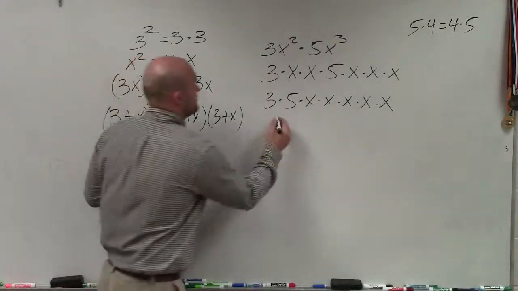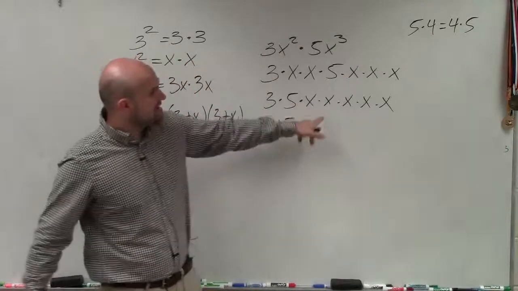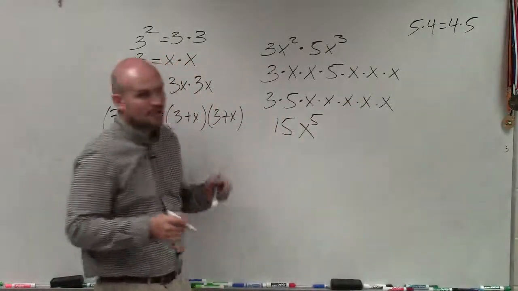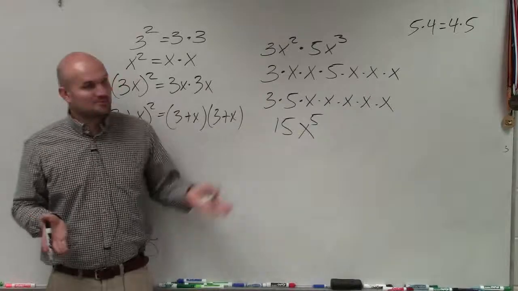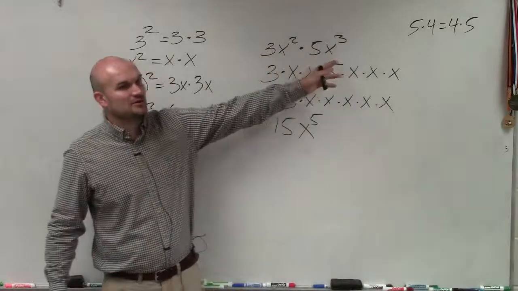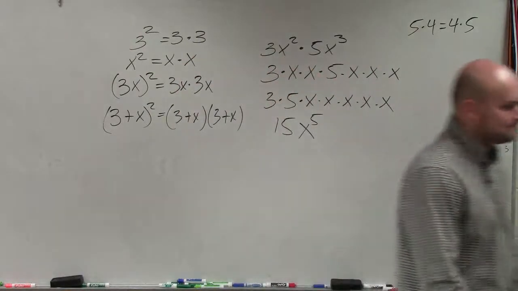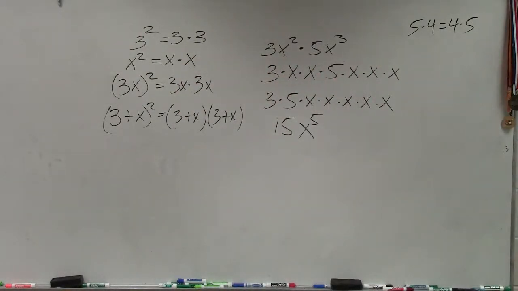3 times 5 is 15. x times x times x times x times x is x to the 5th power. Therefore, the properties of exponents tell you when you're multiplying two exponents, you keep the base and add the exponents. OK? So there you go. Ta-da! All done.